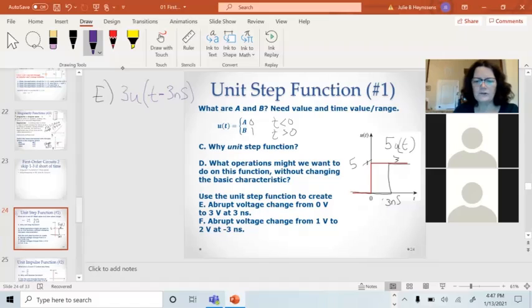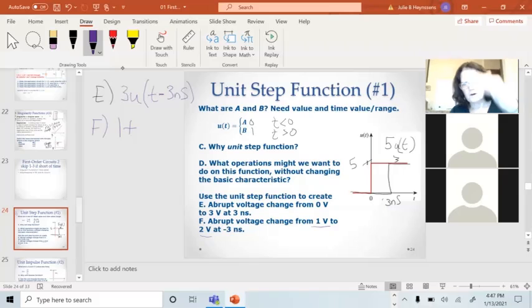If I wanted it to go from 1 to 2, at minus 3 nanoseconds. Well, what I could do is put a DC source in there that's just 1, and I could add it to a step function that goes from 1 to 2, so that's just a change of 1. So that would be U of t.